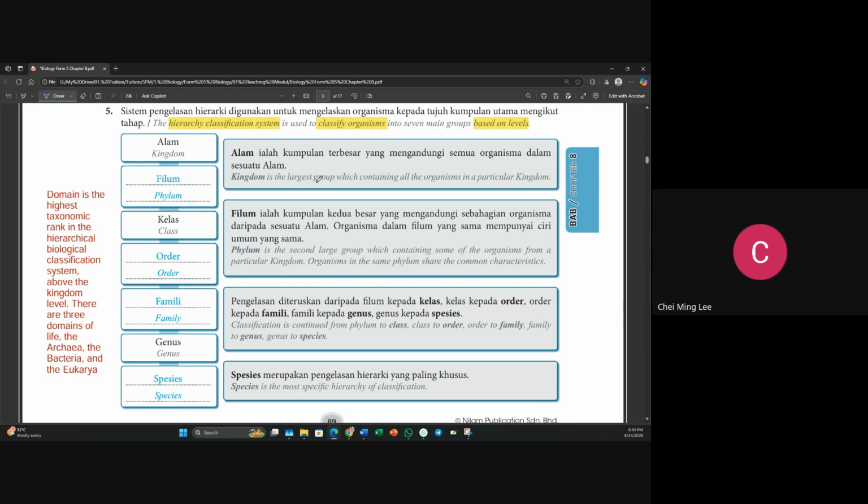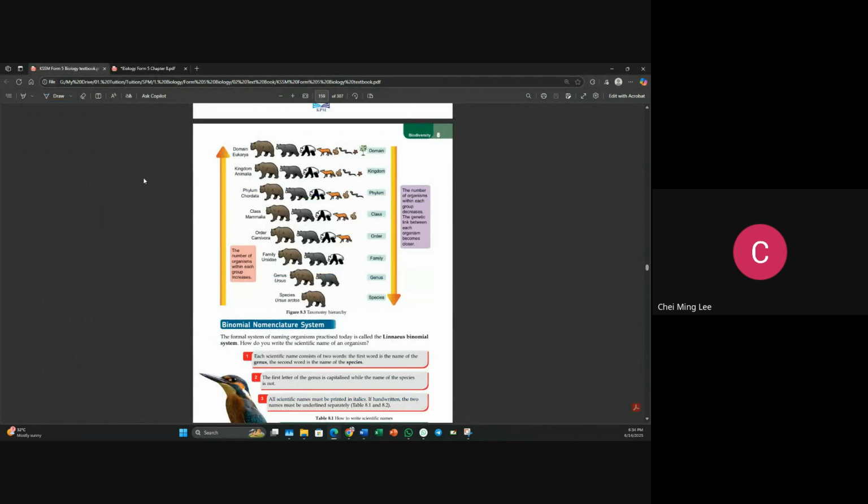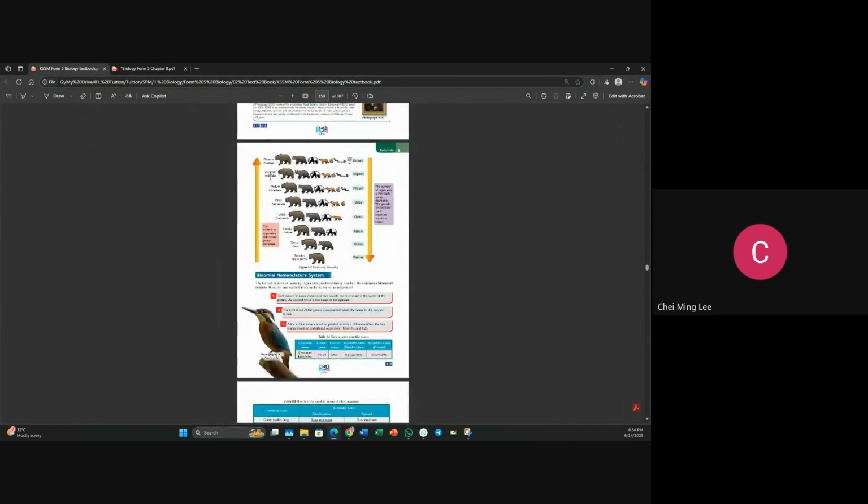Kingdom is not really the largest, it's the second largest, which contains all the organisms in a particular kingdom. Then phylum is the third largest group, containing some of the organisms from a particular kingdom. Normally, the same phylum shares common characteristics. According to your textbook, this is how it should look.